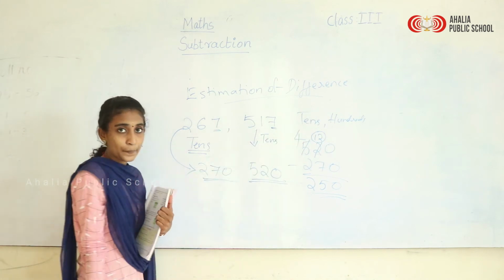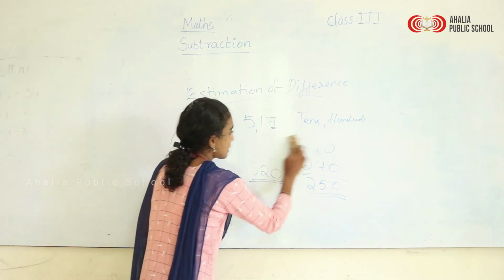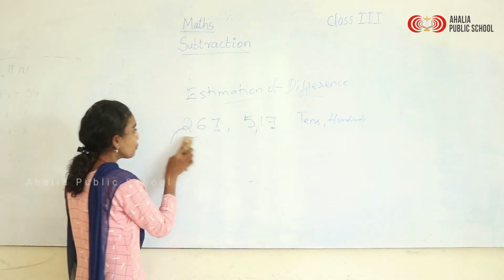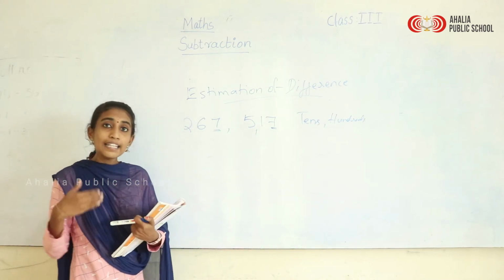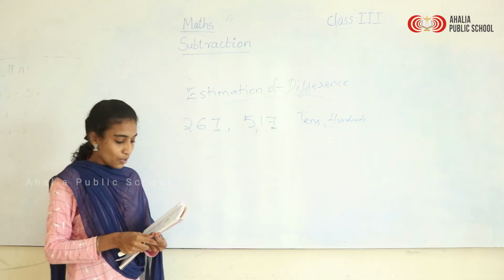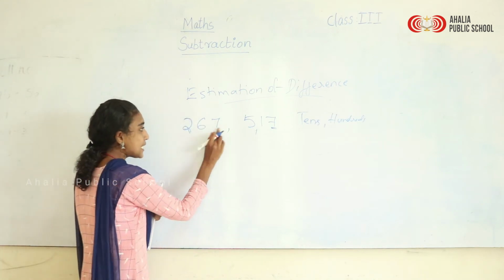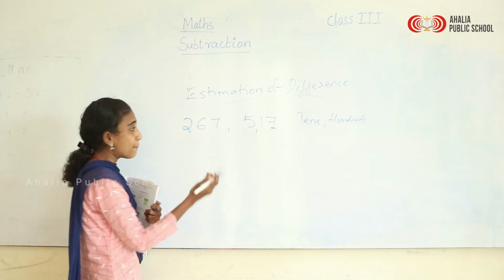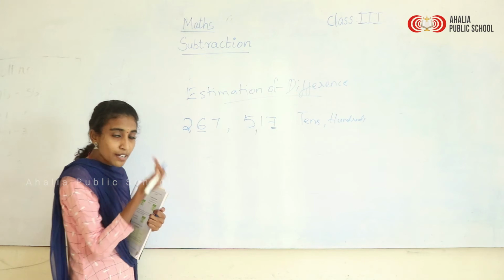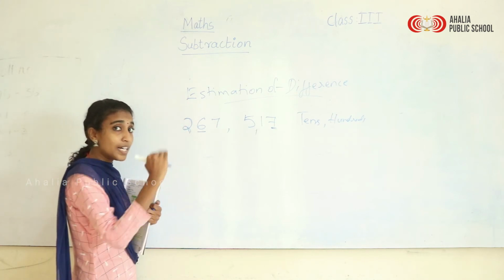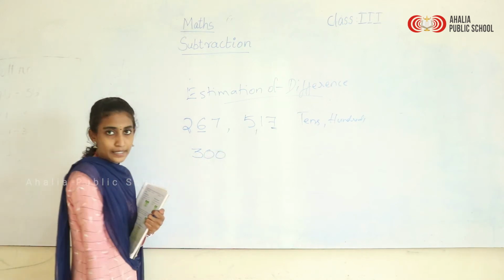to the nearest tens. Okay, so next is the nearest hundreds. What will you do? You will first round off these two given numbers to the nearest hundreds and then you will find the difference. First is 267. To the nearest hundreds, we will check the number in the tens place. Again, 6 is greater than 5. So we will round up this number to the next 100 value. So the answer will be 300.